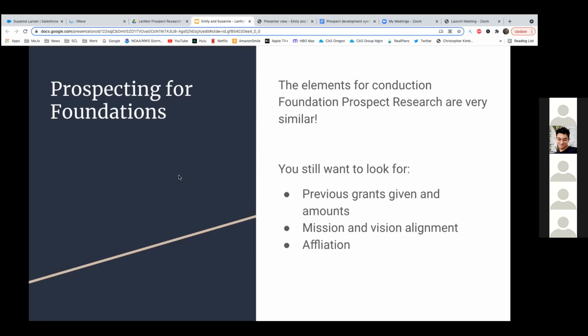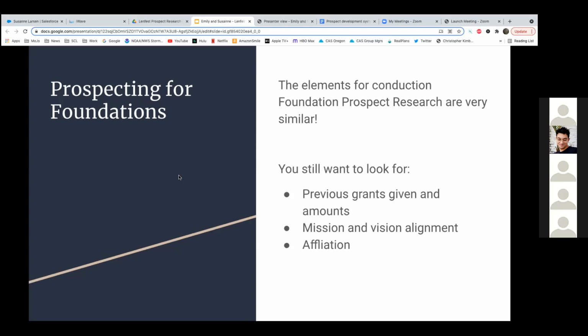You can look at previous grants given to determine common grant amounts and something like that. And it's important also to have an affiliation with them. I find this one a little bit more flexible in the grant making space, especially if they accept unsolicited proposals or something like that. But you still want the same key elements.